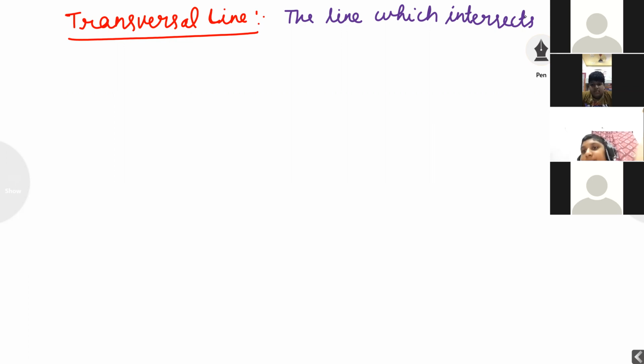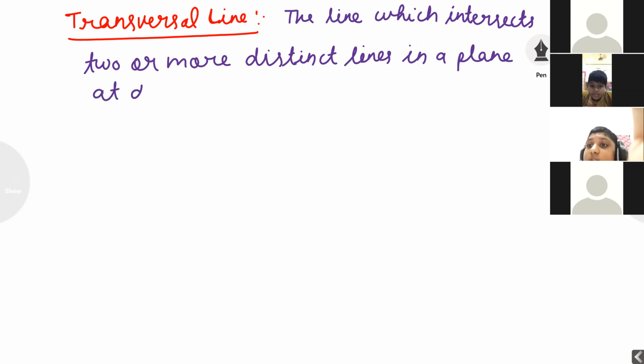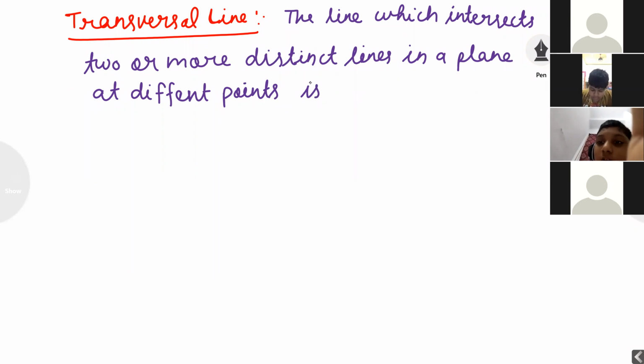The line which intersects two or more distinct lines in a plane at different points is called transversal line.